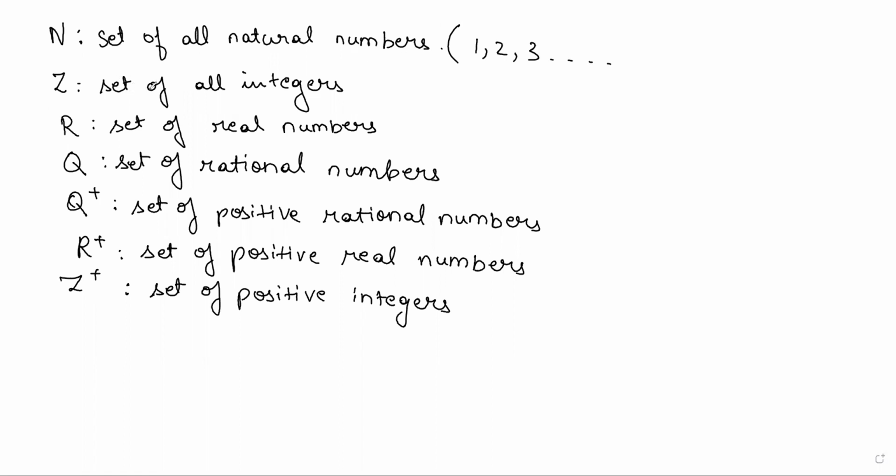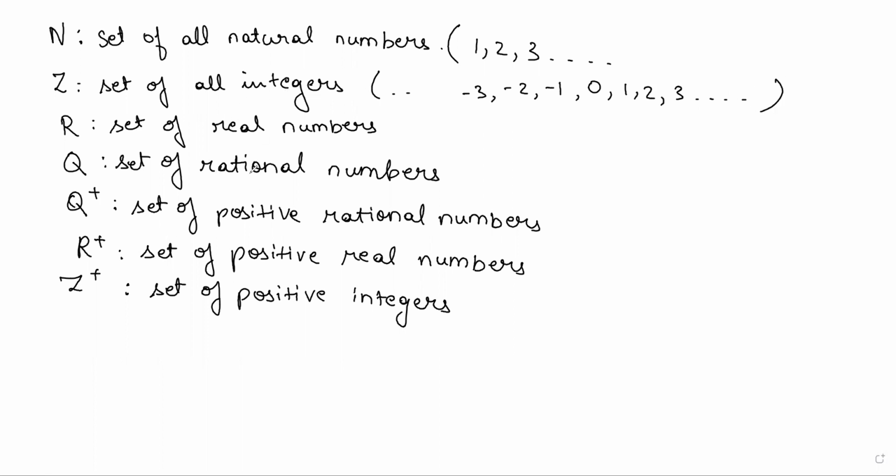Z stands for a set of all integers. Integers, as we know, are negative numbers, let's say from minus infinity to minus 3, minus 2, minus 1. Then we have 0, neither negative nor positive, 1, 2, 3, all positive numbers, and so on. So integers will have negative numbers, 0, and positive numbers.